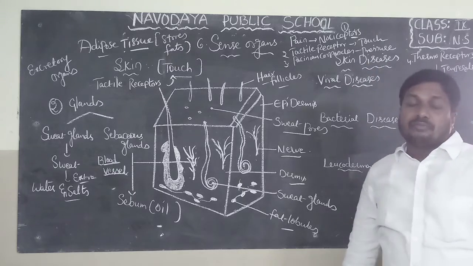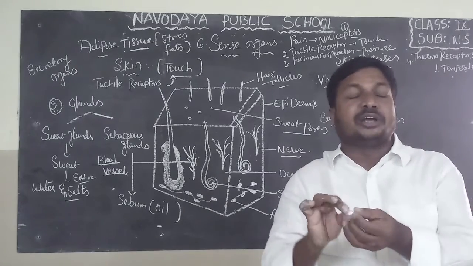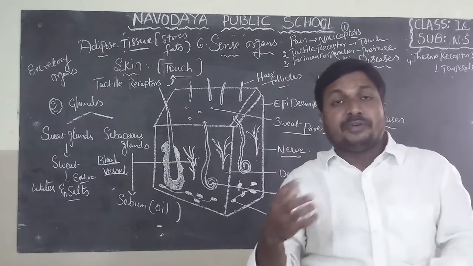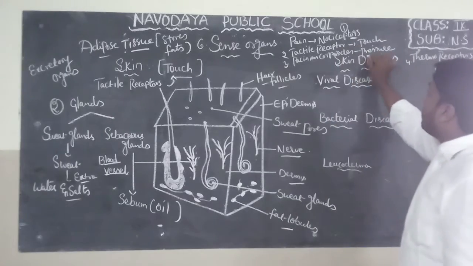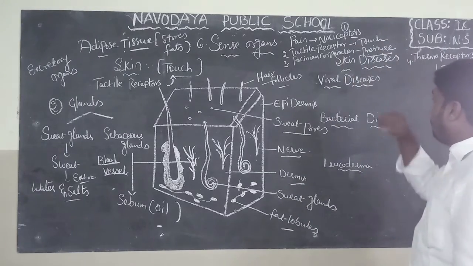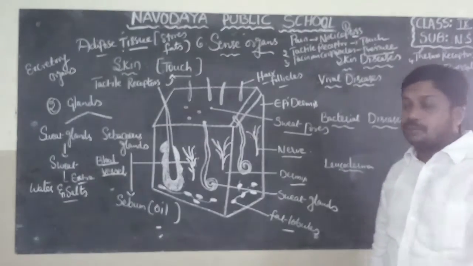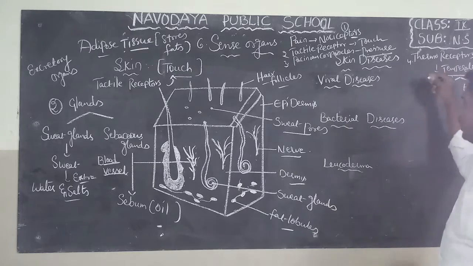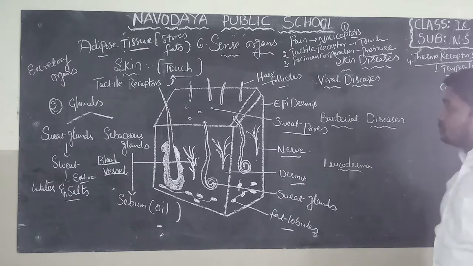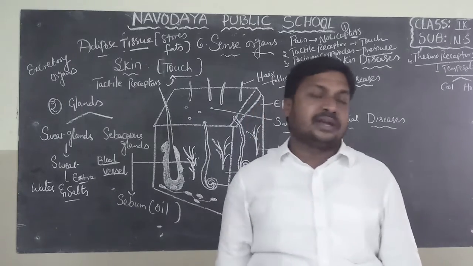Tactile receptors help to detect touch. When you touch objects without seeing, we can still say which object you touched with the help of tactile receptors. Pacinian corpuscles help to detect pressure. And temperature, cool and hot, can be identified by thermoreceptors. These receptors present in the skin identify different senses.